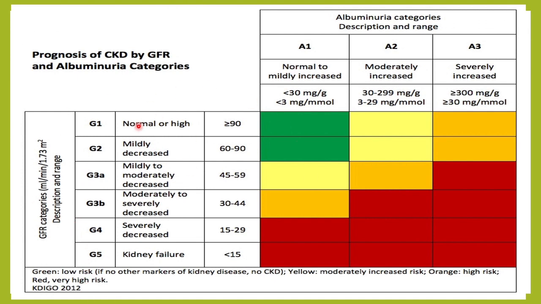So here you can see these are the grades of the chronic kidney disease, wherein the EGFR is more than 90 in G1, and in kidney failure the EGFR has come to less than 15. And along with the albuminuria, wherein the mild which is less than 30, moderately which is 30 to 299, and severe when there is more than 300 milligram, you can decide the prognosis of the chronic kidney disease also along with albuminuria and the GFR.